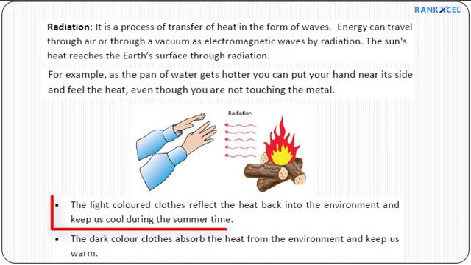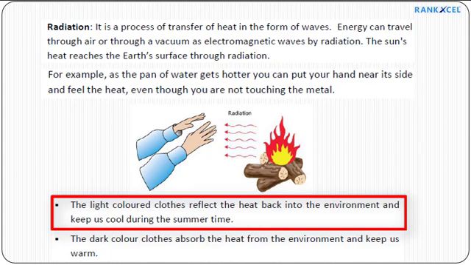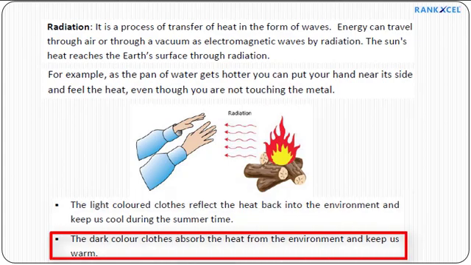The light-colored clothes reflect the heat back into the environment and keep us cool during the summertime. The dark-colored clothes absorb the heat from the environment and keep us warm.